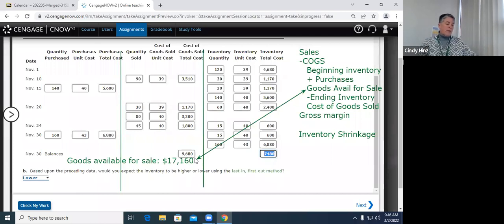And so the companies that choose to use LIFO do it because it saves them money on their taxes, and they're willing to take the hit on their financial statements because the cash flow difference is the taxes. Okay.